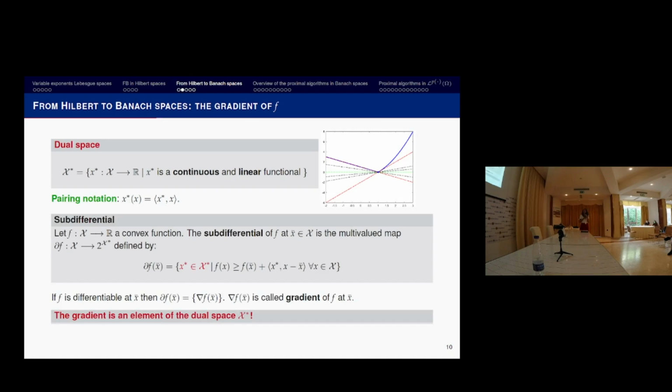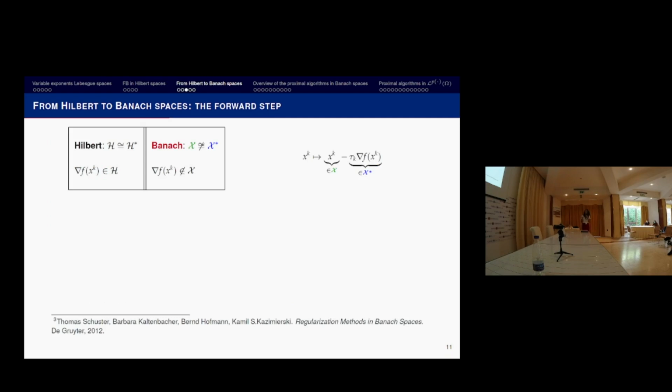And then we have the subdifferential, which is defined as follows: a multivalued map from x to x star. And so the elements of the subdifferential are elements of the dual space. And this is a problem since we have to compute a forward step, and the gradient is an element of the dual space. So as I was saying, we have to compute xk minus the gradient, but these two elements live in two different spaces, and so we need a solution to this.